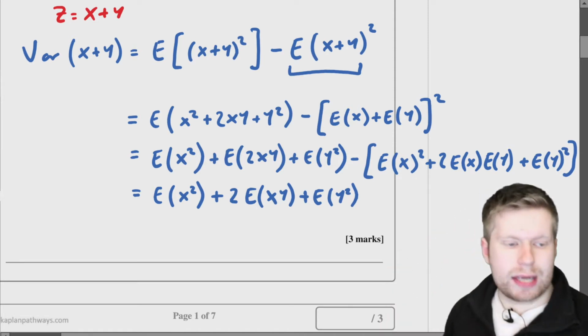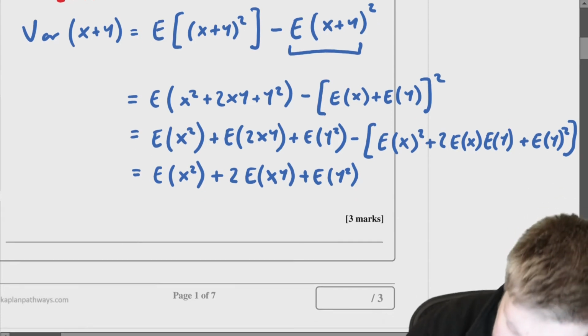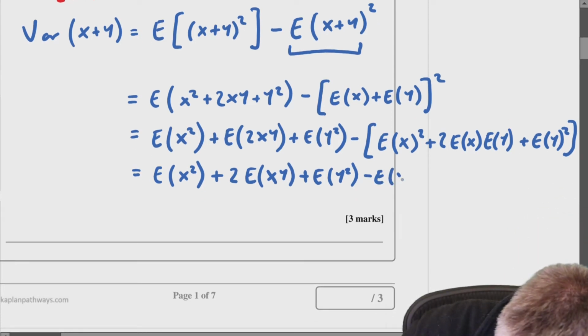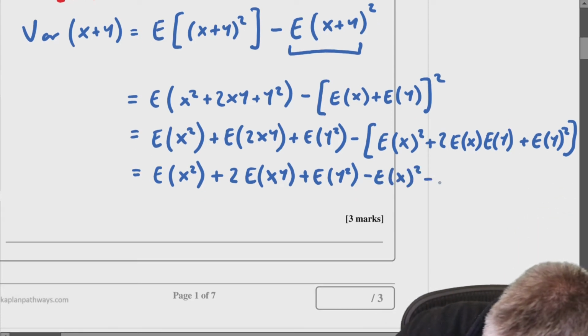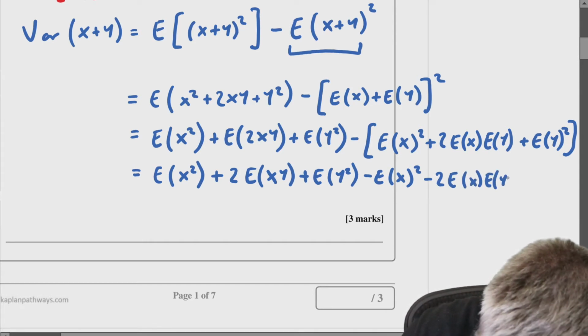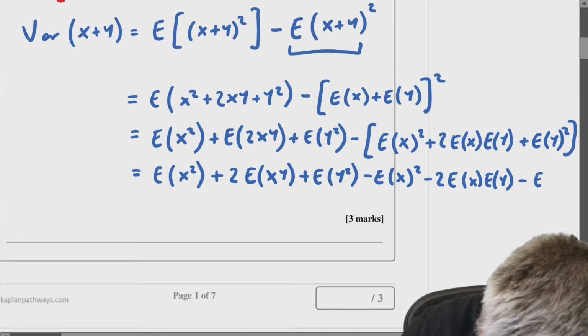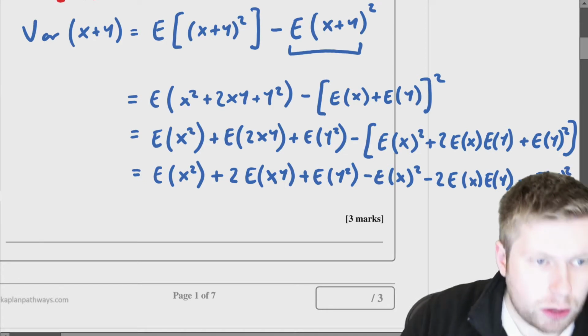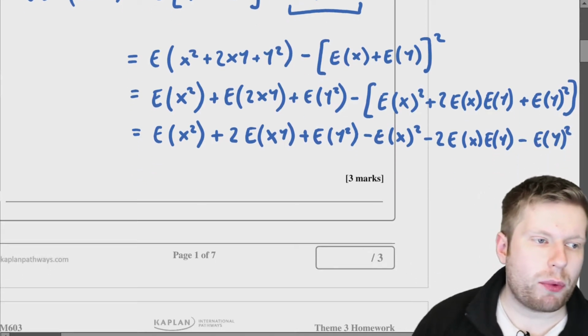Now I'm going to distribute the negative over the bracket on the right-hand side. So this will be take away the expectation of x all squared, take away 2 times the expectation of x times the expectation of y, minus the expectation of y all squared. So I've just literally distributed the negative over that bracket.